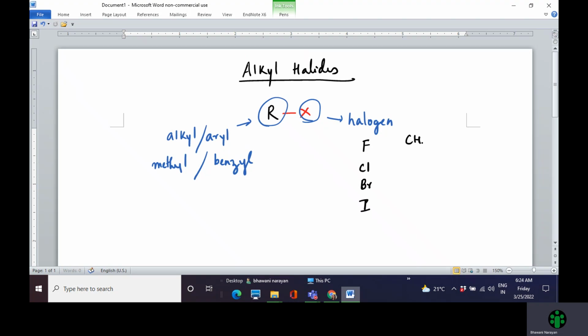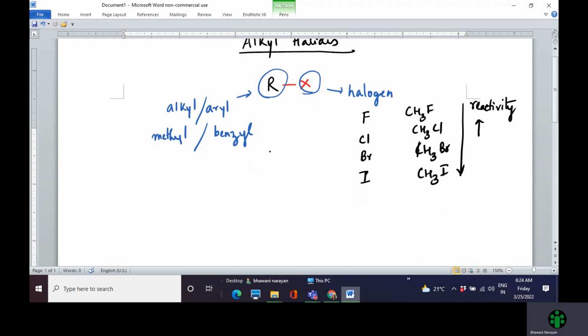If we write down methyl fluoride, methyl chloride, methyl bromide and methyl iodide, I'll tell you a trend in this. What happens is, as we go down the group, the size of the halogen atom increases. And as a result, the bond length between the carbon and the halogen increases. What happens then? The bond becomes weaker and therefore the reactivity of alkyl halide increases as we go down the group. So this is a little insight into the structure and reactivity.